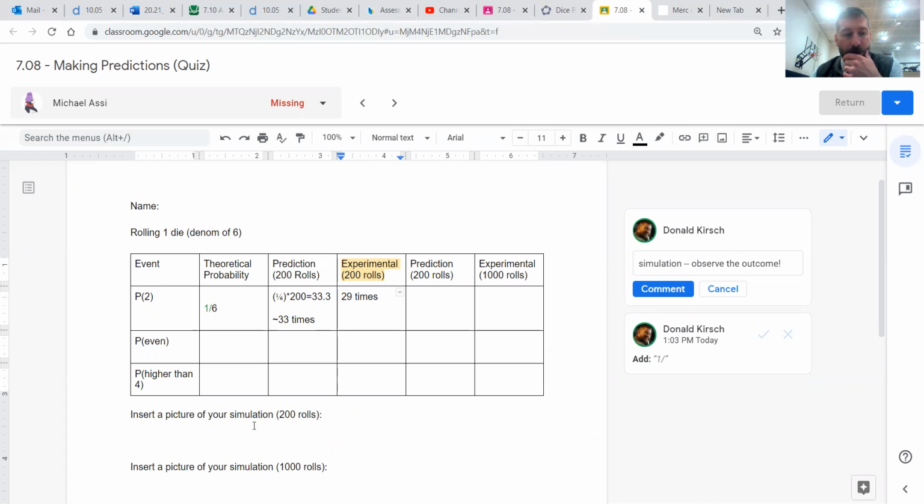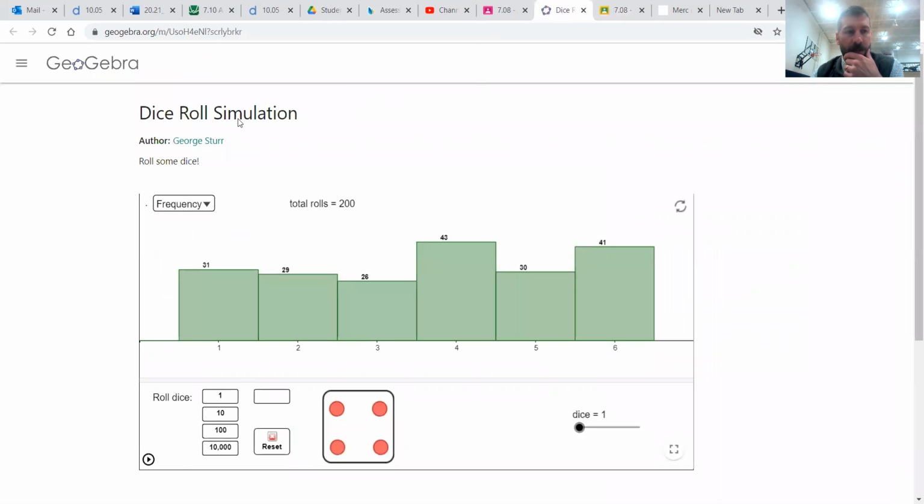Now, what I do want to do is insert a picture of my simulation. So you can see down here that we want to insert a picture of our simulation. So I'm going to go to this, and you might have a screen grab. Let's see if I do. Control-Shift, Windows. Nope, that didn't work. All right, so I've got to use my snipping tool. And let's see, just snip that. I'm going to hit copy, and then I'm going to go to my document.